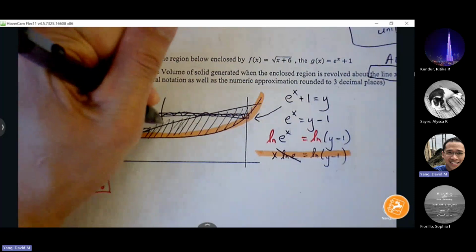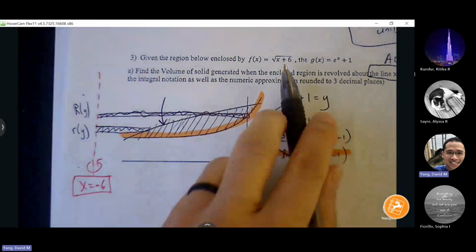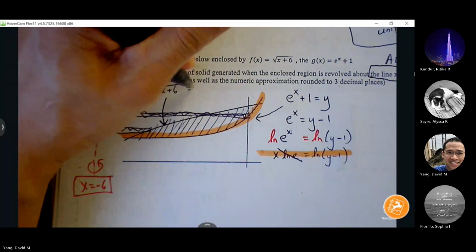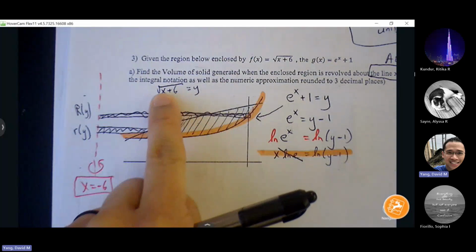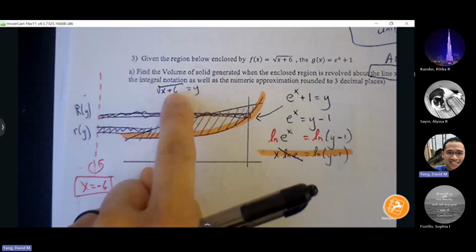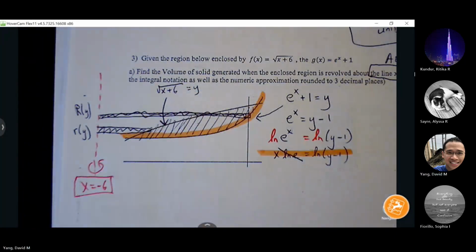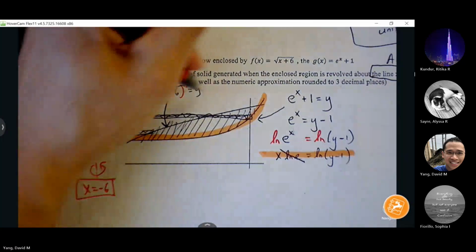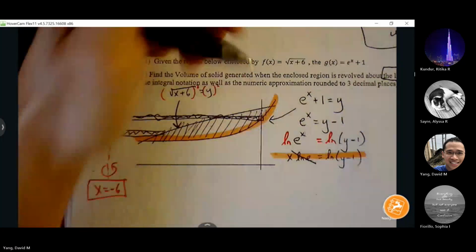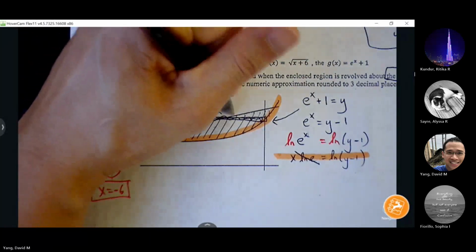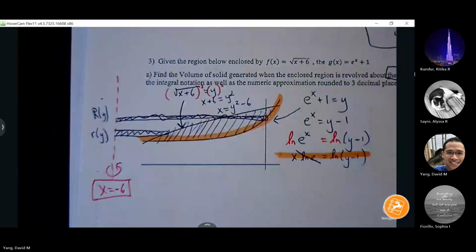Okay. Now the square root function, I'm going to have to rewrite that one as well. Root x plus 6 equals y. I'm going to solve for x. So to solve for x, I want to get rid of that radical first. I can raise both sides to the power of 2, I can square both sides. x equals y squared minus 6.